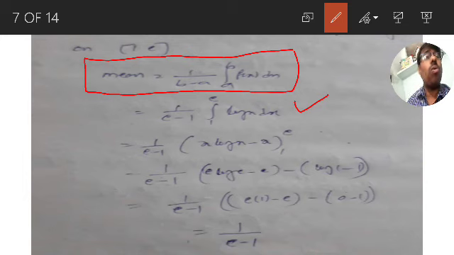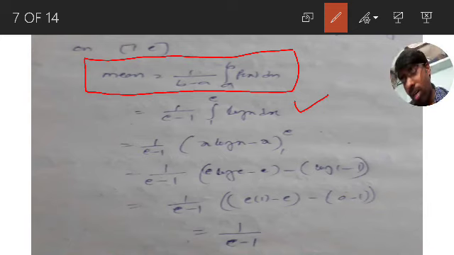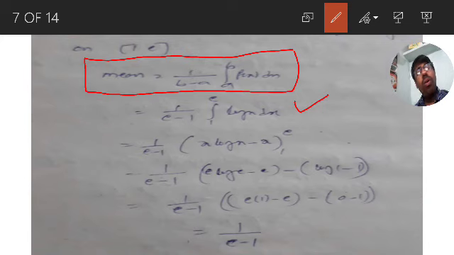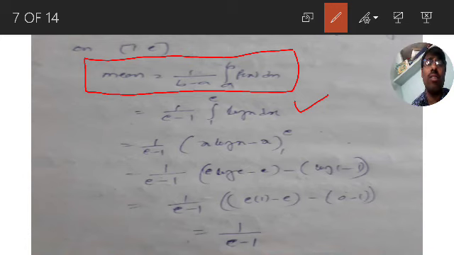That is a product rule. In that, we learned how to find the integration of log x. I said you have to remember that the integration of log x is x log x minus x. There we noted down the formula. And if you are unable to remember the integration of log x, I said you have to remember: it is x log x minus x.